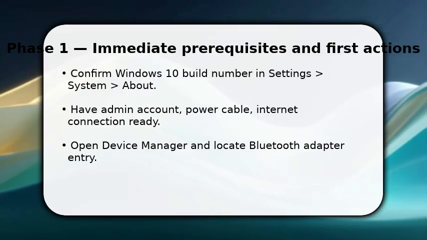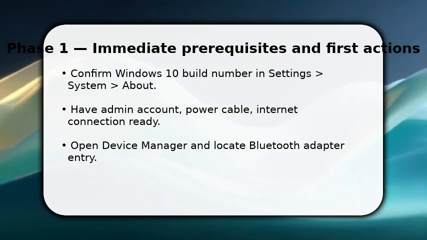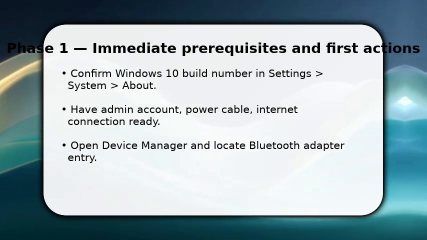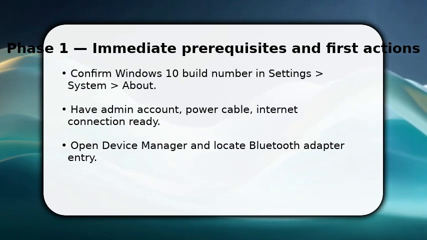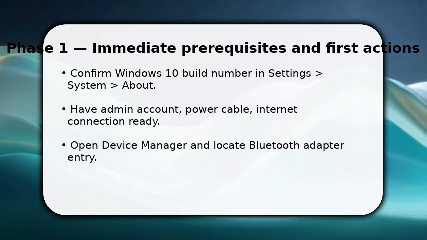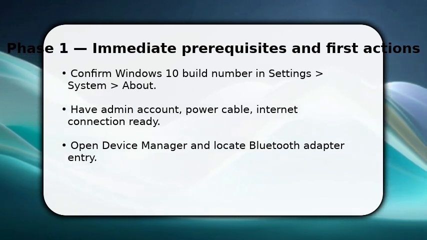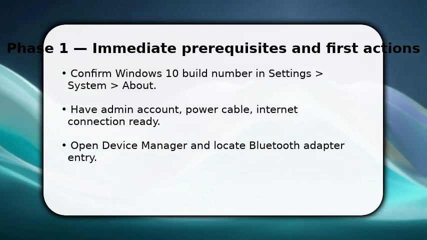You begin by checking the Windows 10 build and using an administrator account. This ensures driver installs succeed. Once done, plug in power and confirm internet access so Windows can download drivers. Open Device Manager, expand Bluetooth, and note the adapter name or error symbol. This identifies whether the issue is driver corruption, missing firmware, or hardware.